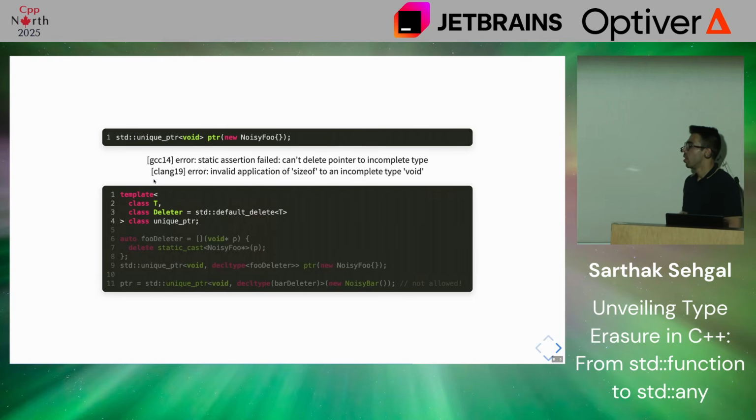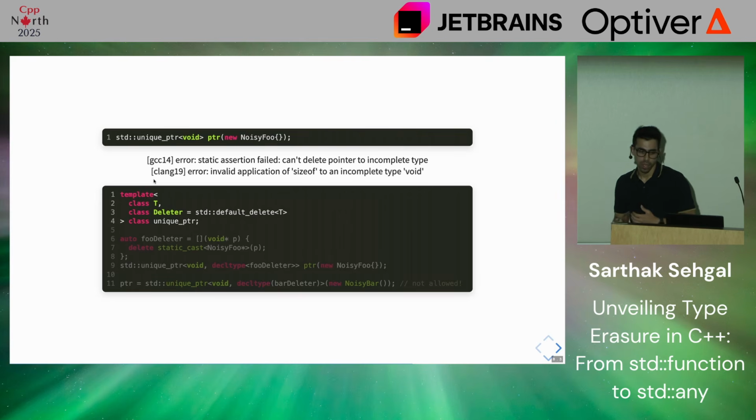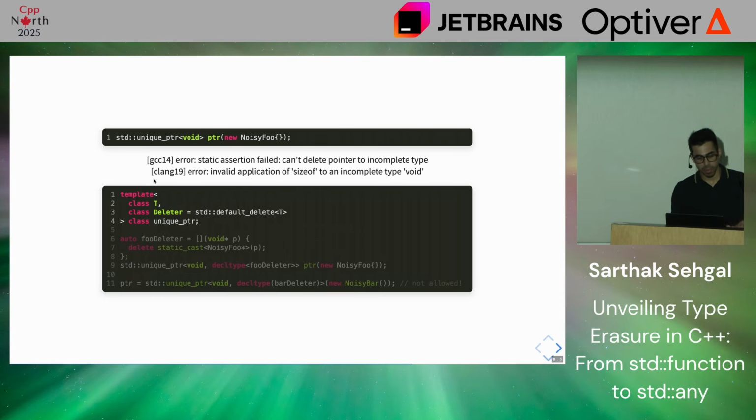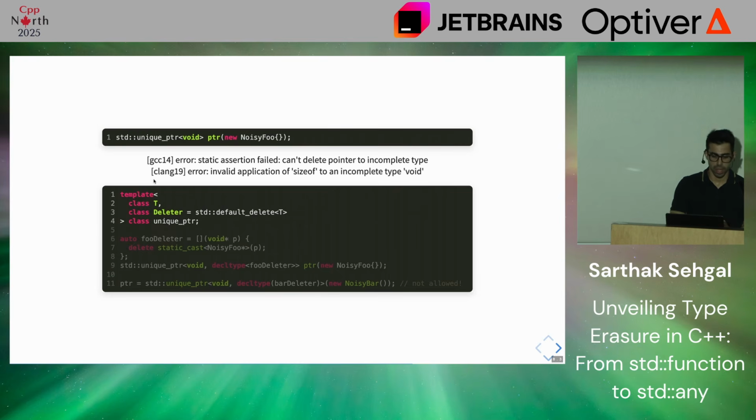Why is this? If you see the template arguments of a unique pointer, it actually takes two types. I've never used the deleter, but it takes two types. The template type that it's storing, the type of the pointer that it's storing, and the second type is the deleter type, which is defaulted to std::default_delete of this pointer type. So when I'm creating a unique pointer of type void, the deleter is being defaulted to std::default_delete of type void, which is invalid. Can't delete a void pointer.